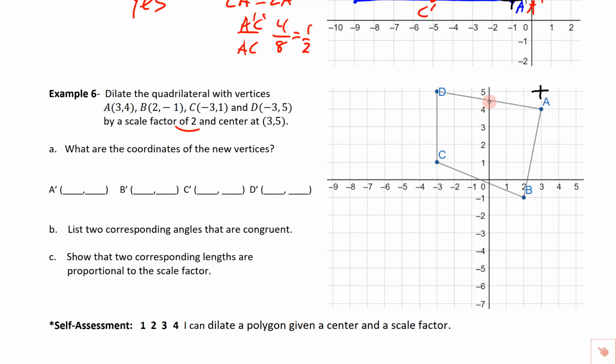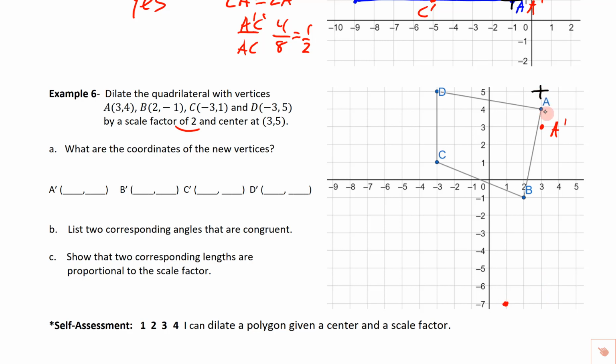We don't have to change it horizontally at all. So I'm going to come down here. This is going to be A prime. B is, let's see, down 2, 4, 6, and then to the left 1. So if we double both of those, we're going to have to go down 12. And then we're going to have to go to the left 2. So that's going to put us right here.